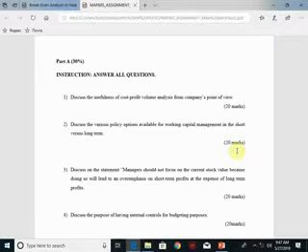Question number 1. Discuss the usefulness of cost volume profit analysis from what point of view? Company's point of view, right? Cost profit volume analysis. Now, cost profit volume analysis means what analysis? Same as break even analysis. Another name that they have been using.